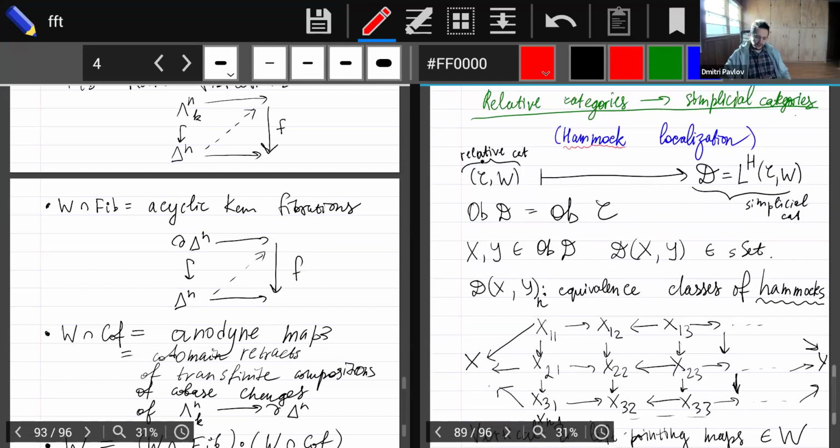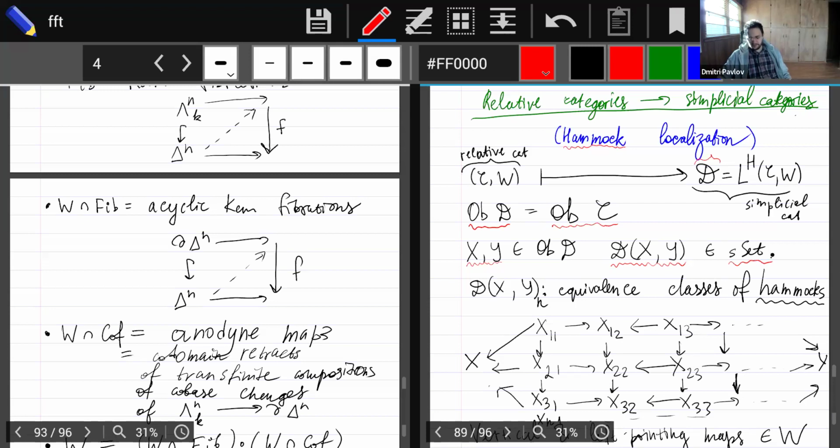Okay, so let's suppose somebody gives you a relative category C with weak equivalences W. And you want to construct a simplicial category D, traditionally denoted by L with a superscript capital H, of (C, W). So this is what is called hammock localization, H and L for hammock localization. And this simplicial category is going to have the same objects as C, whereas morphisms are now going to be a bit complicated. If you have two objects, x and y, you want to construct a simplicial set of morphisms from x to y. So D(x, y) will be a simplicial set.